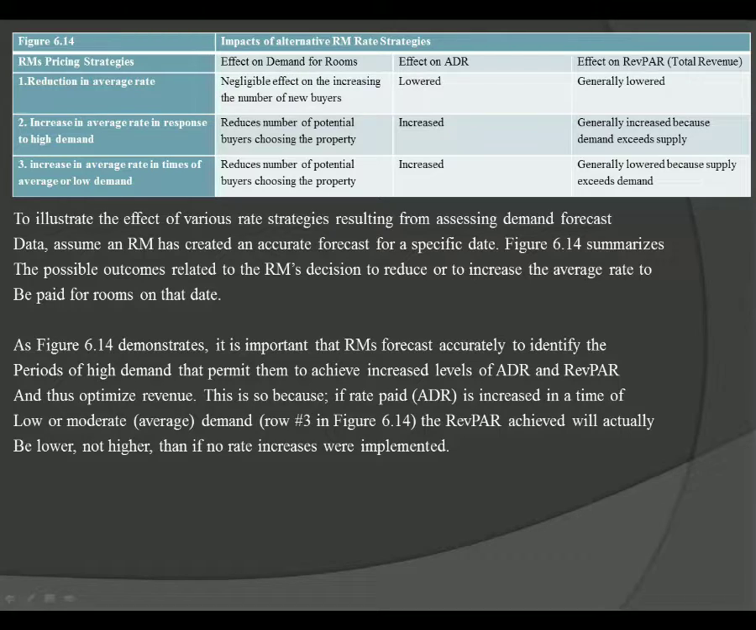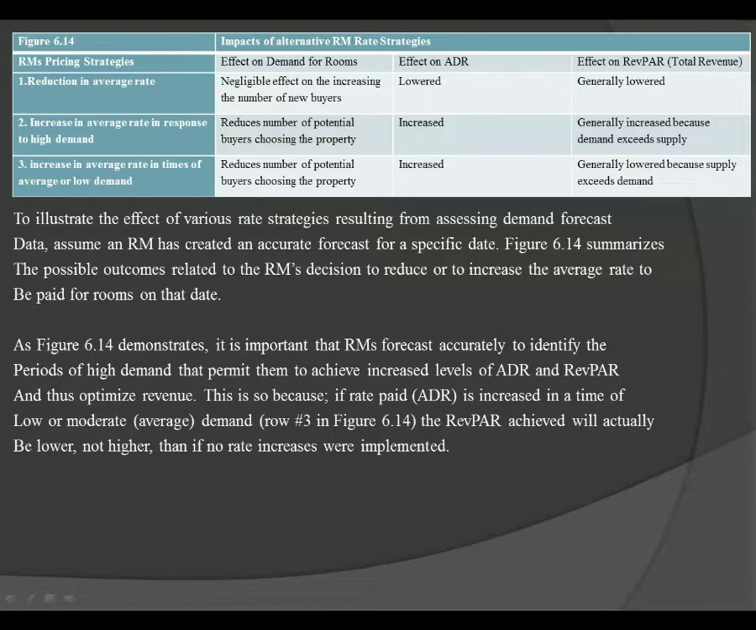The effect on ADR is lowered, and the effect on RevPAR is generally lowered. Second is increase in average rate in response to high demand. It reduces the number of potential buyers choosing the property, and the effect on ADR is increased, and on total revenue is generally increased because demand exceeds supply.